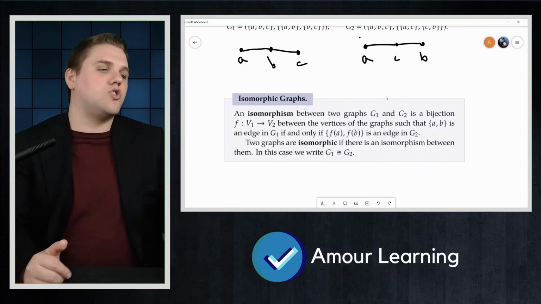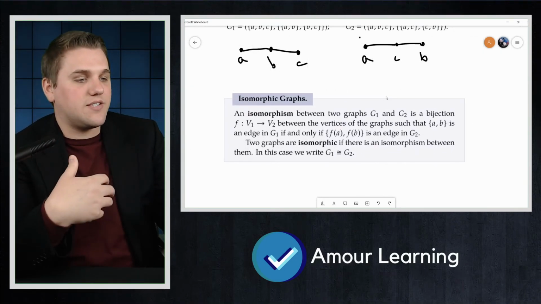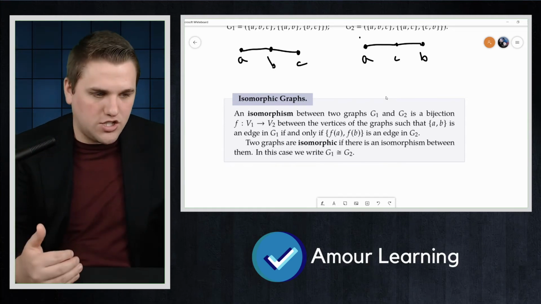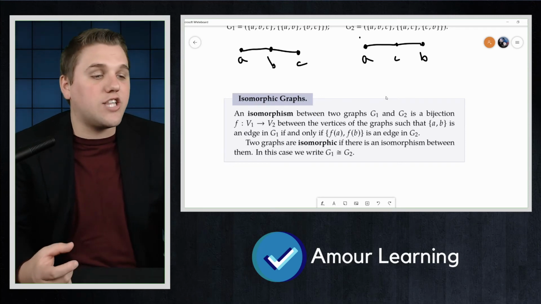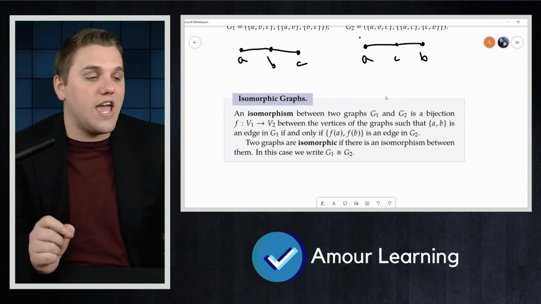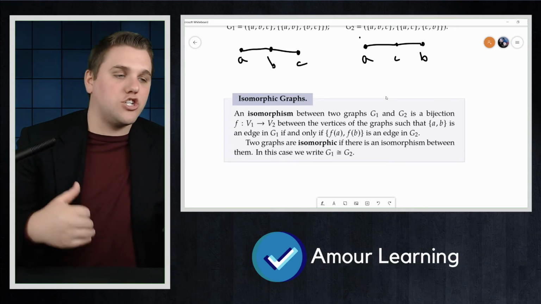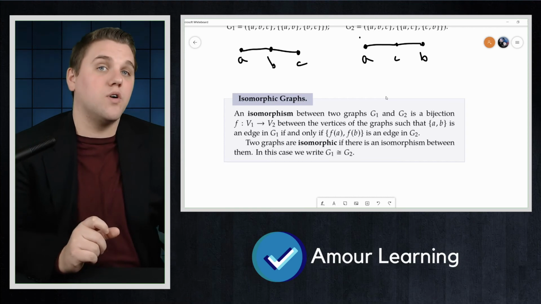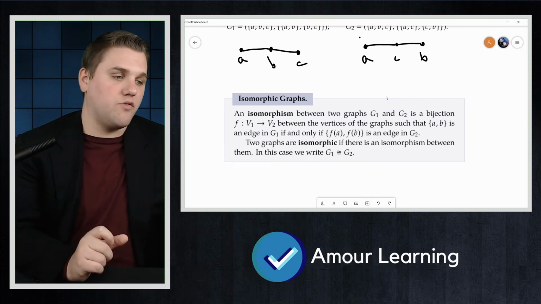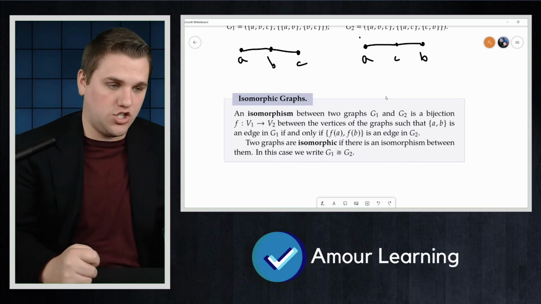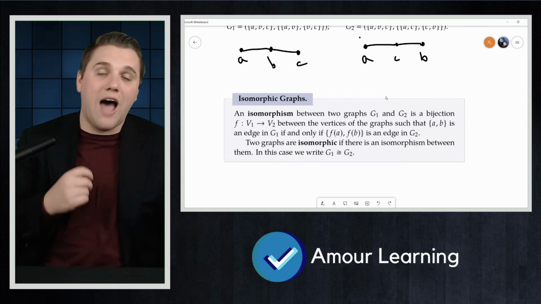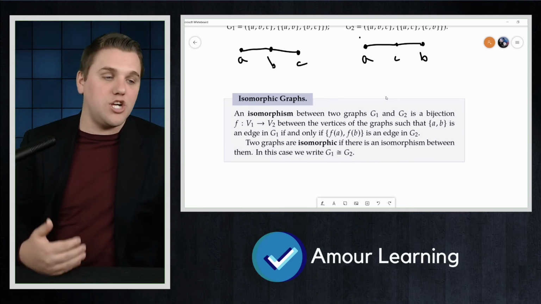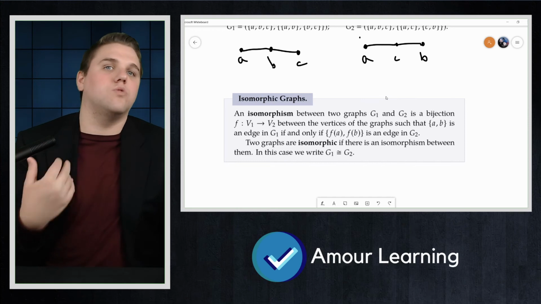An isomorphism between two graphs G1 and G2 is a bijection function f from V1 to V2 between the vertices of the graphs, such that an edge is an edge in G1 if and only if, when you apply the function to those vertices, there is an edge between the outputs in G2. So two graphs are isomorphic if there is an isomorphism between them. In this case, we write G1 is isomorphic to G2.